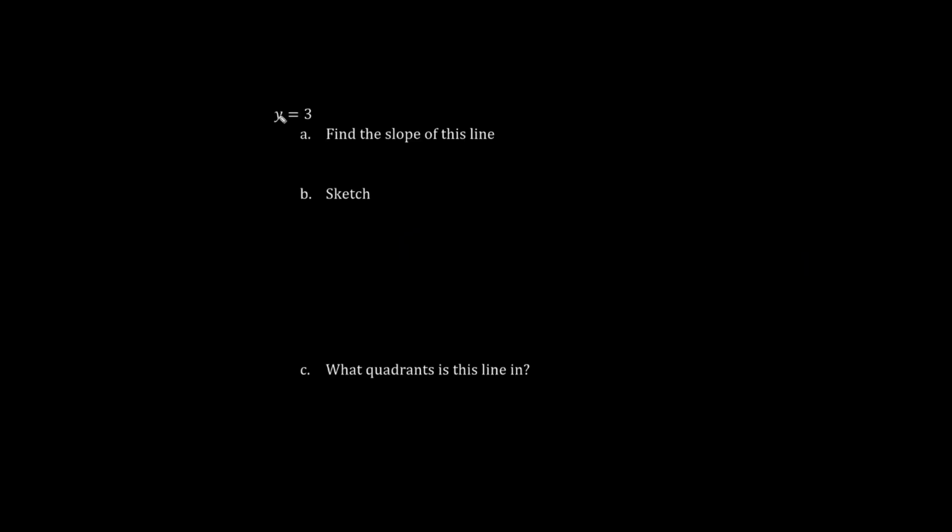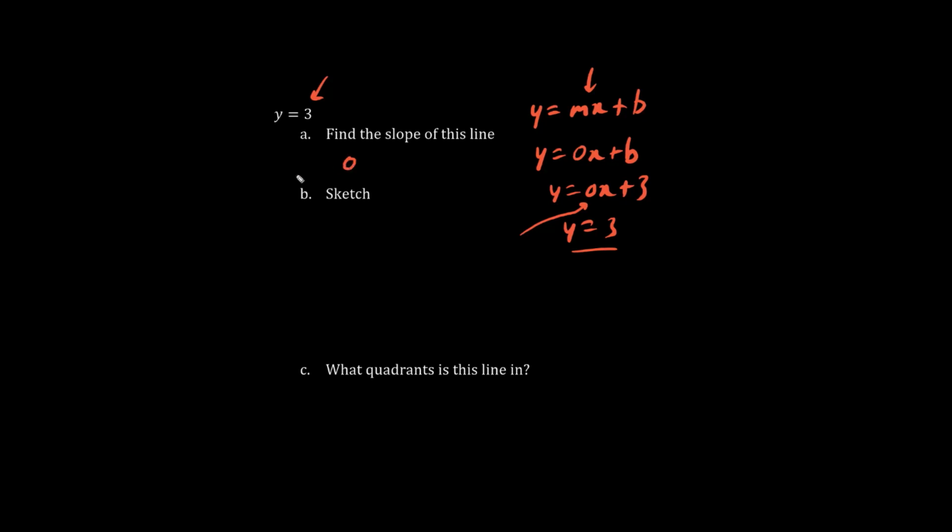Let's find the slope of this line, y equals 3. Now, it's nice to know that the general equation of a line is y equals mx plus b, but in this case, there is no x. Essentially, this equation is y equals 0x plus b, and the b value here is 3. So when we say y equals 0x plus 3, we are saying y equals 3 is a line with a slope of m, which is 0. So the slope indeed is 0.